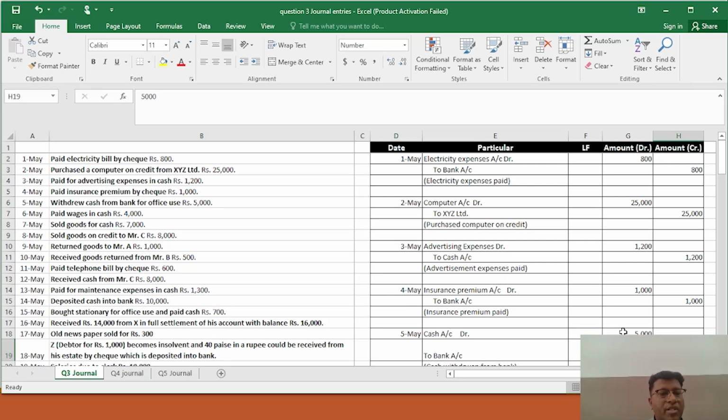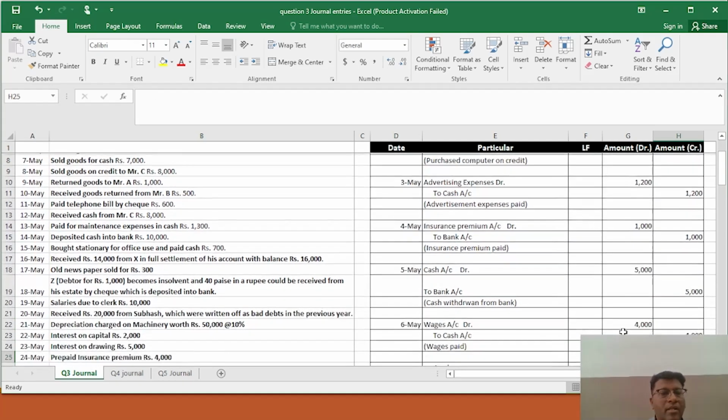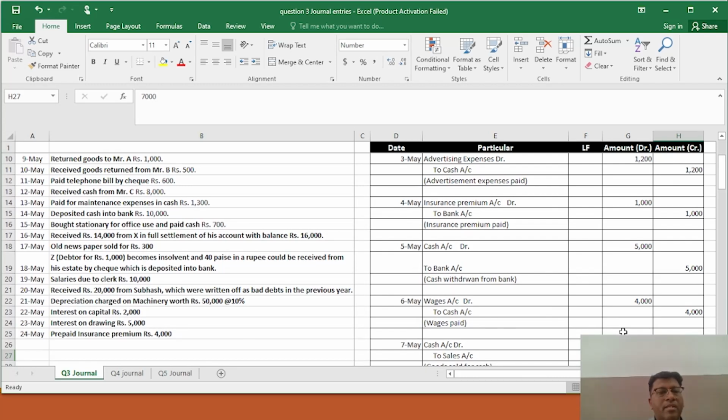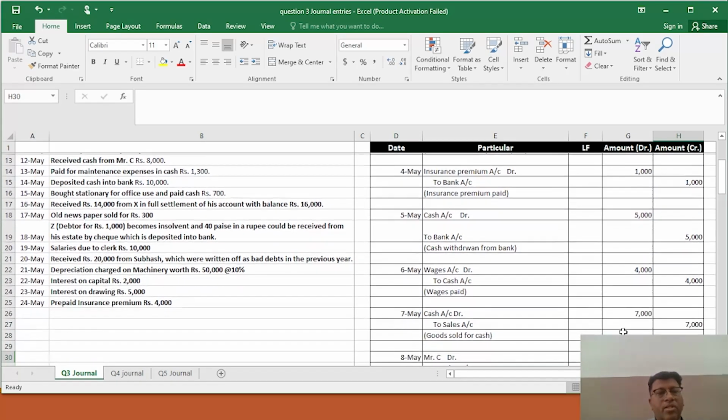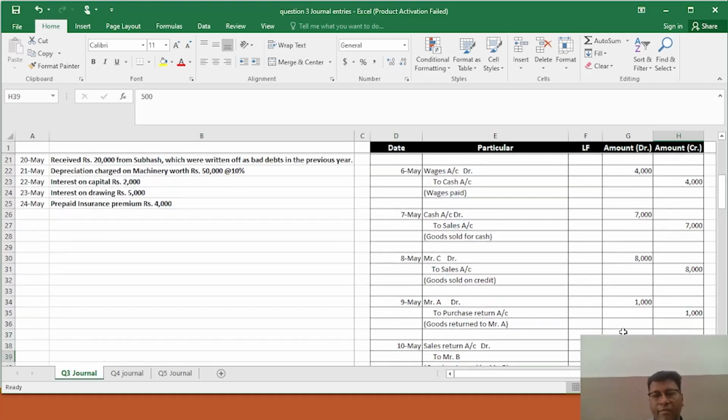And on 15th May the next transaction is that bought stationery for office use and paid cash rupees 700. So you are buying the stationery. Stationery is an expense, not an asset, right? So all expenses are debited as per the rule of the nominal account, right? So stationery would be debited in this case, and cash goes out, right? So you have to make the cash credit. So stationery account debit to cash would be 700.